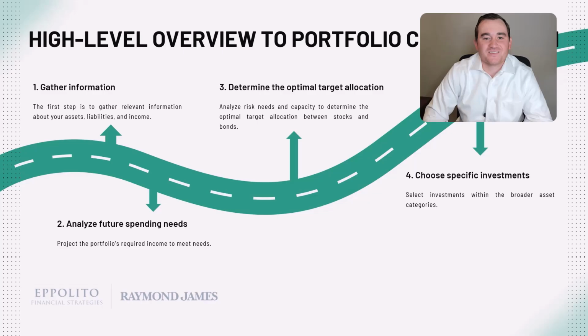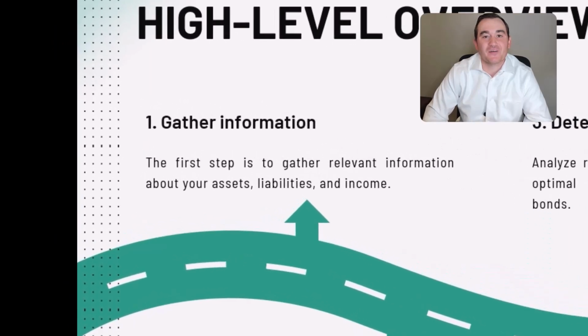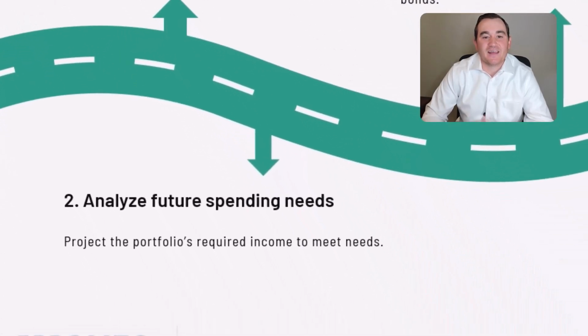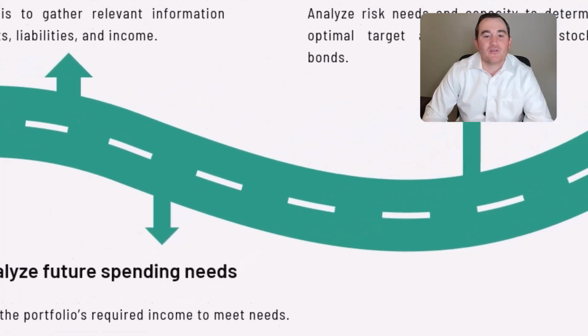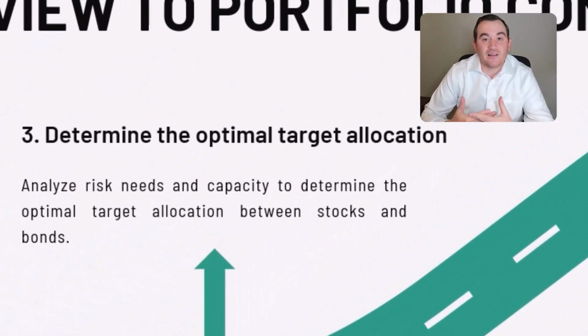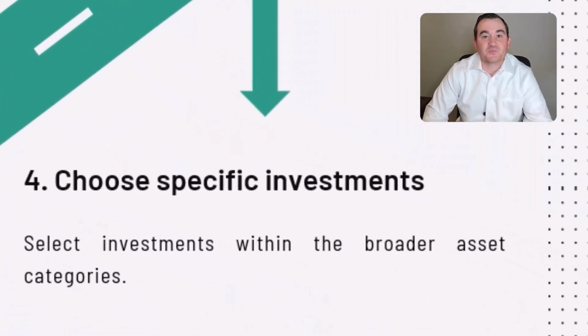So there are 4 broad steps to constructing an investment portfolio for a pre-retiree investor. The first step is to gather information about their financial resources. The second step is to analyze their future spending needs. The third step is to determine the appropriate target allocation, and then finally to choose the specific investments that they'll invest in.